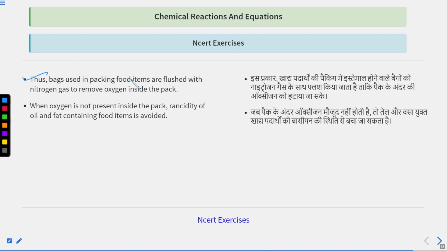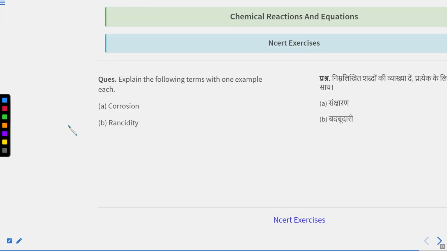Thus, bags used in packing food items are flushed with nitrogen gas to remove oxygen inside the pack. When oxygen is not present inside the pack, rancidity of oil and fat containing food items is avoided, the food will not get rancid, and you can take that food for some time till the expiry date.